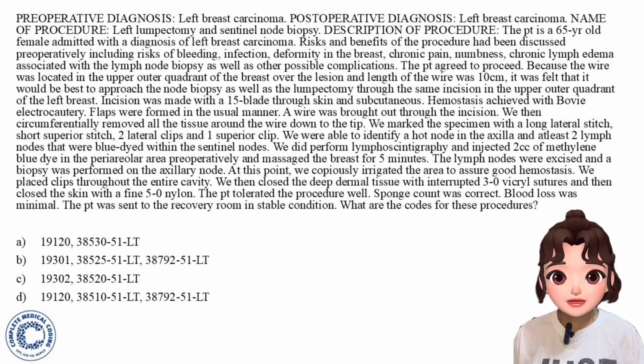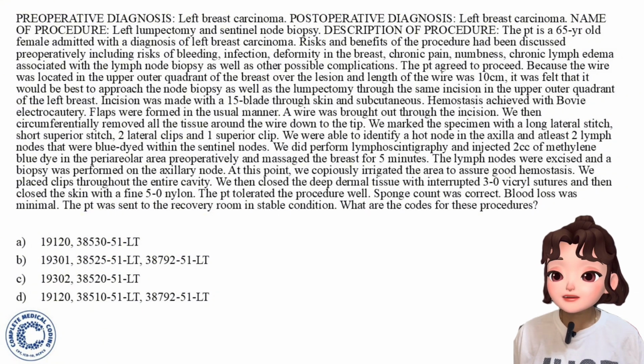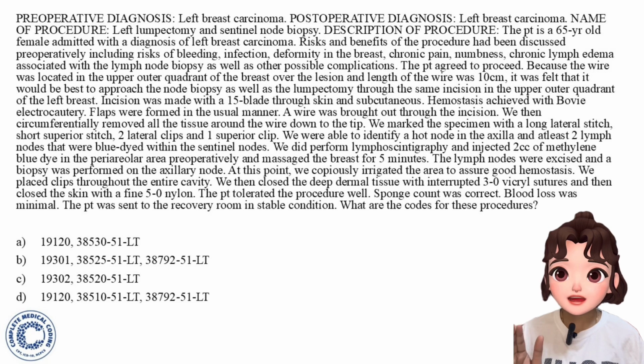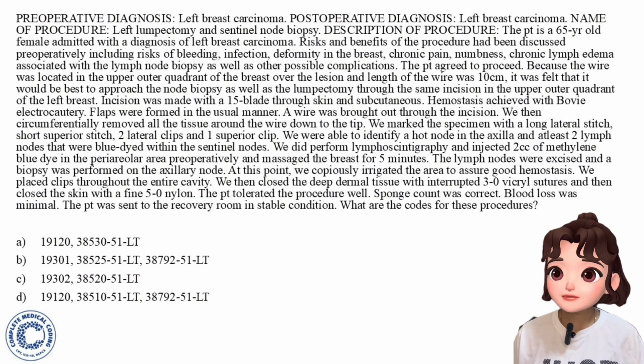So this is the axillary node. That is why we are coding 38525, axillary node, along with modifier 51 and LT. You already know 51 means multiple procedure because here multiple procedures are being carried out. And on the left side, so we are coding with modifier LT. Now one more code is mentioned, 38792.